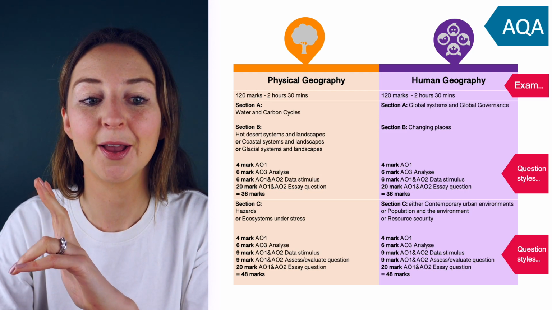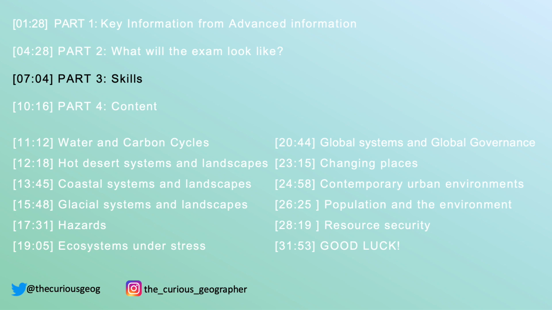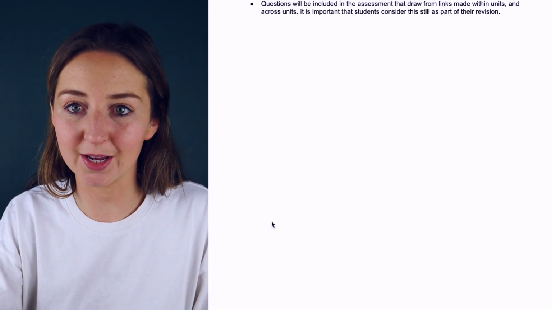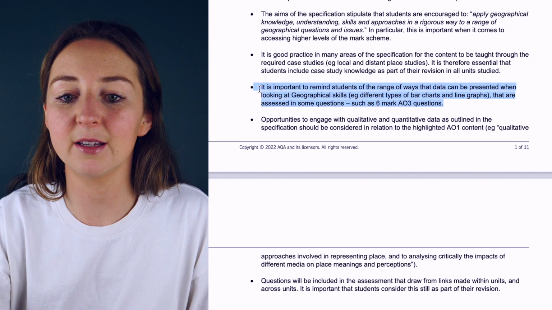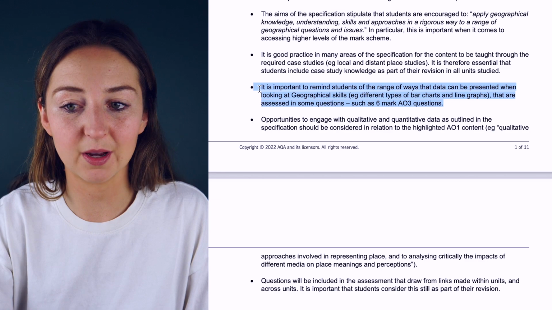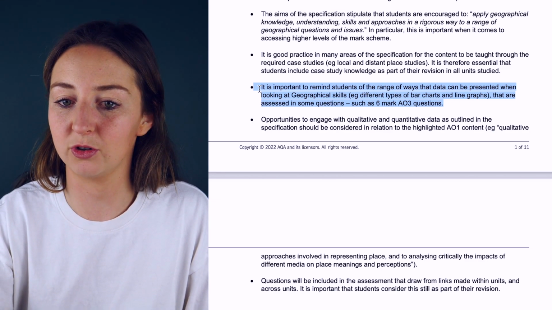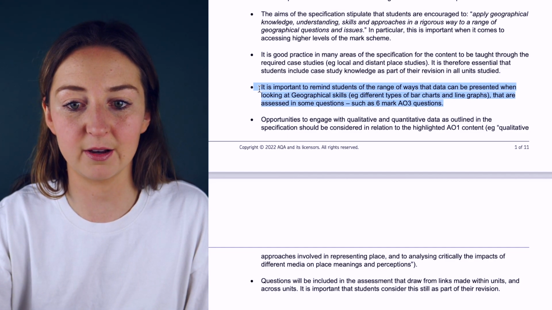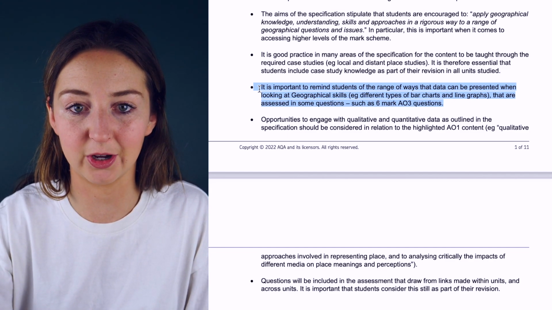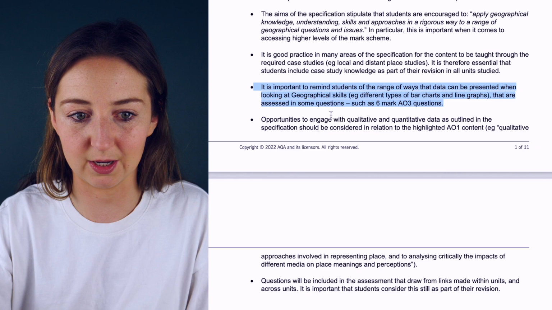Now, part 3, on to the skills section. So at the front, they say this: it is important to remind students of the range of ways that data can be presented when looking at geographical skills, i.e. different types of bar charts and line graphs, and they are assessed in some questions, such as the 6-mark AO3. And we've already talked about those for a second.